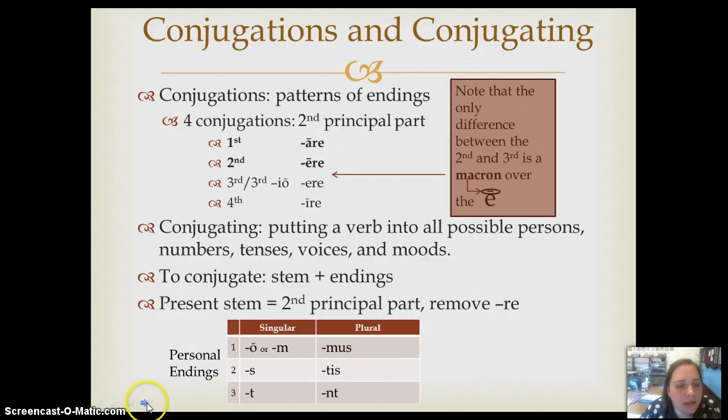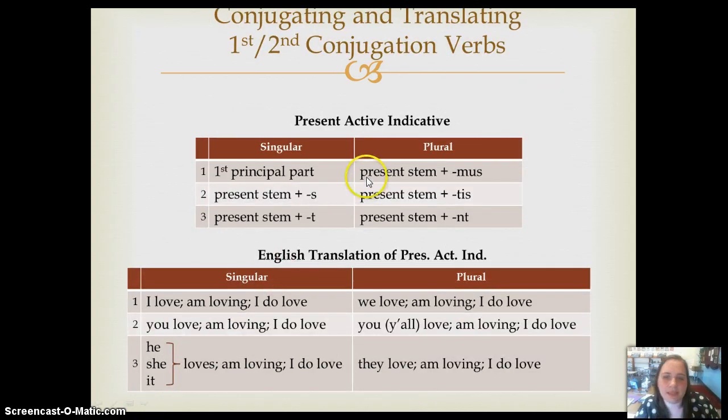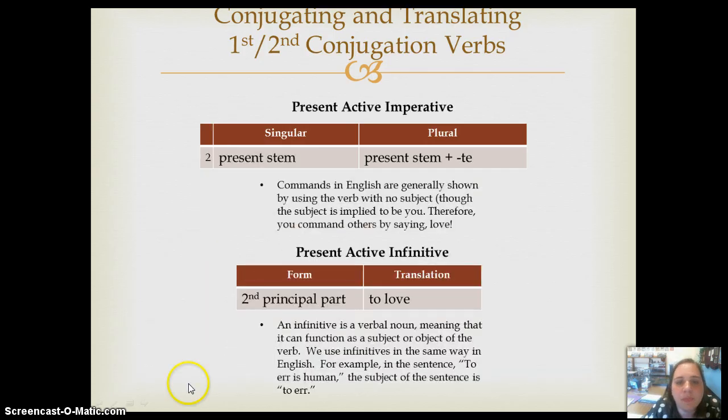All right. Let's remind you of how to do this. Present active indicative is the first principal part in the first person singular, and then all of the rest of the forms use the present stem plus the personal endings, okay? How do we translate the present active indicative? Well, indicatives tell you simple statements or questions, right? And in the present, there are 3 ways that we can translate it in English. There's only one form in Latin, but 3 ways to translate it. I love, I am loving, I do love, so on and so forth. You love, you are loving, he, she, it loves or is loving, so on and so forth, okay?